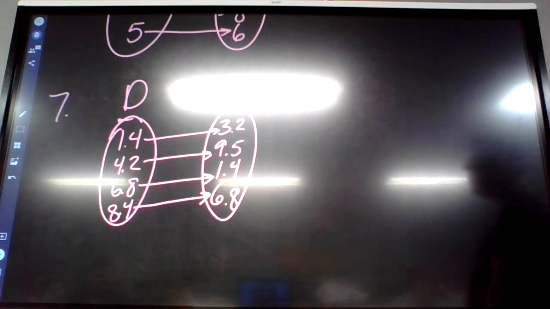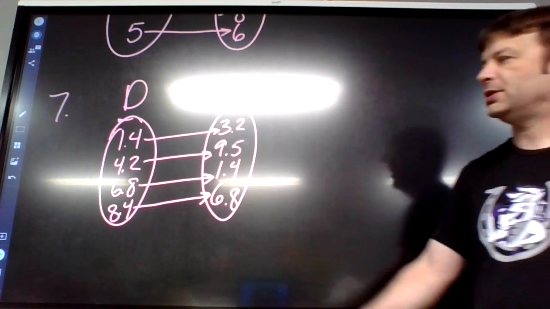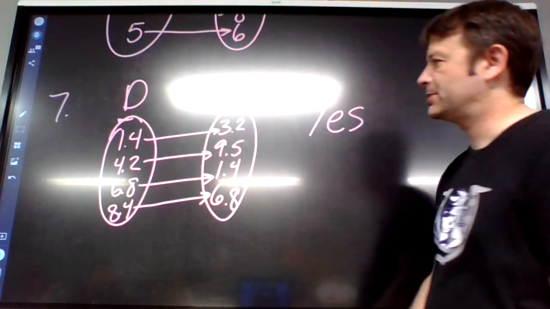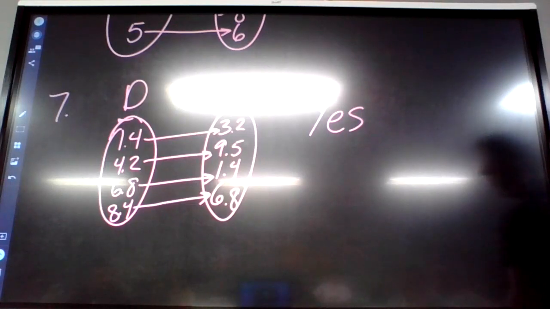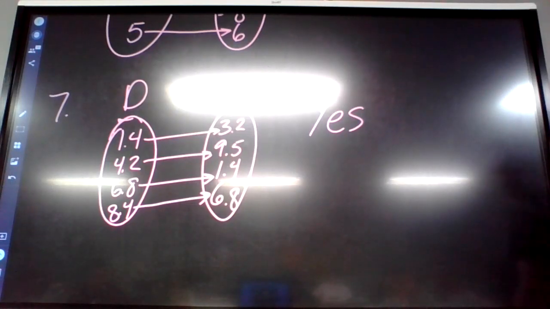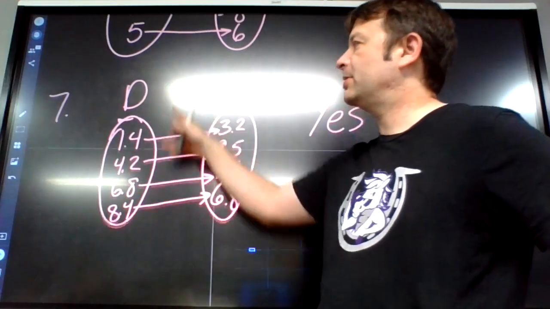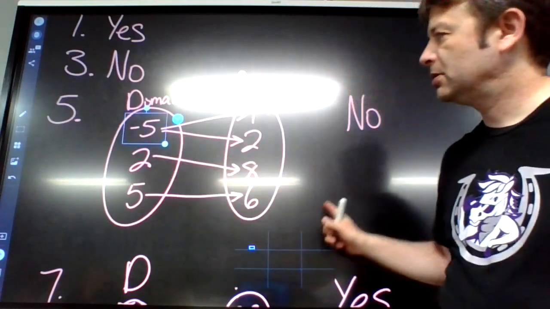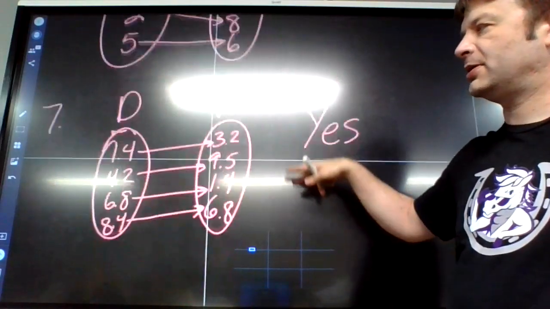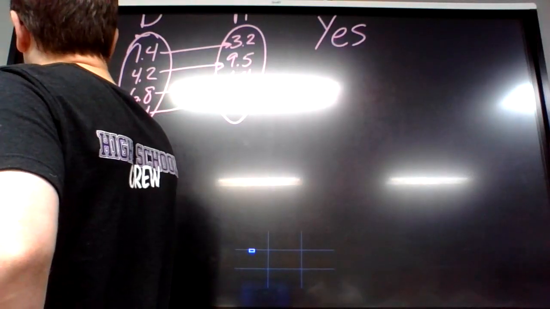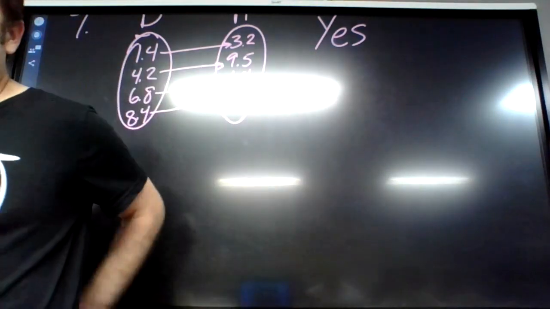Okay, is this a function? Yes. Each x value only has one y value that it goes with. So, yes, it is a function. Okay, so like on this one, since 6.8 is on there twice, if it was in the same circle, would it not be a function? If there's a repeat on the x values, yeah, it's not a function. If the x values repeat, that means one x value is going to two different y values, so it would not be a function.